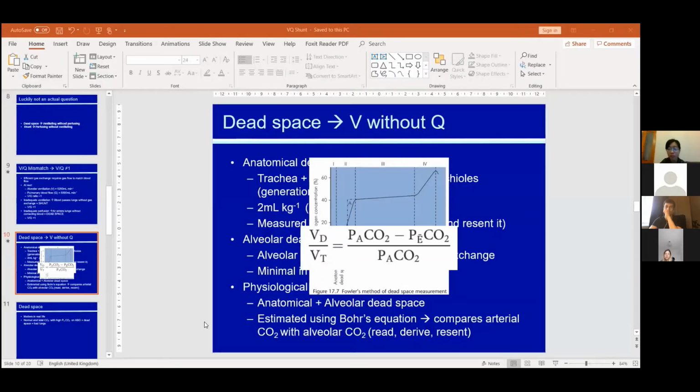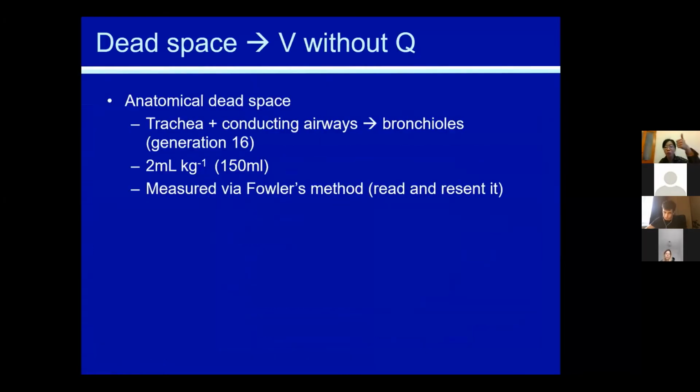Can you see my screen yet? Don't tell me you can see my screen again. Could someone do me a thumbs up if you can see my screen? Oh, we can see your screen now. Yeah, it's back to how it was. Thank you.